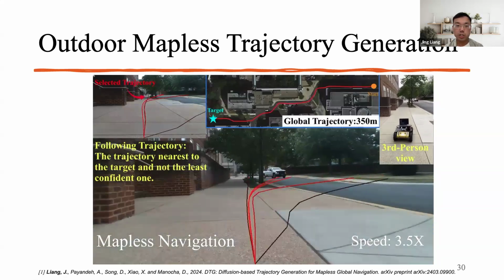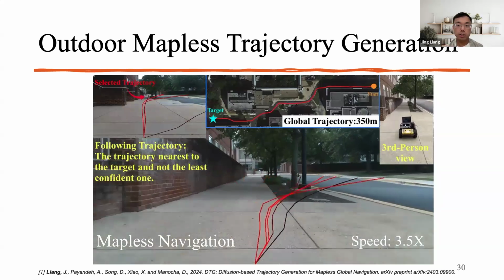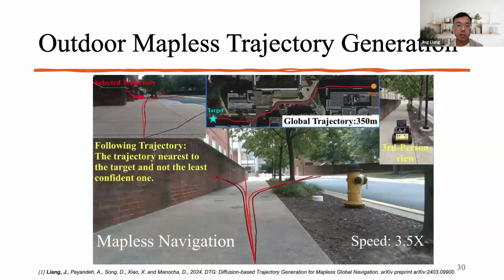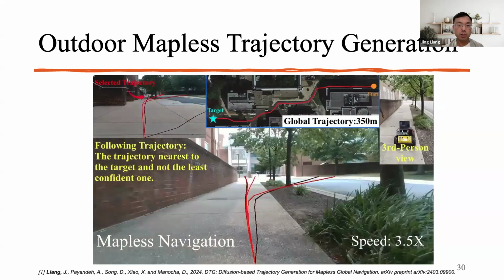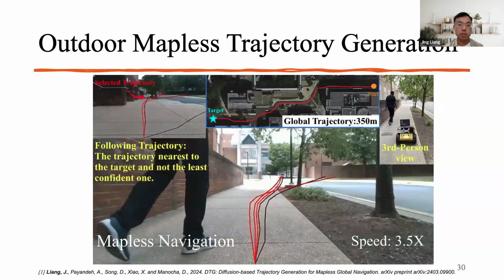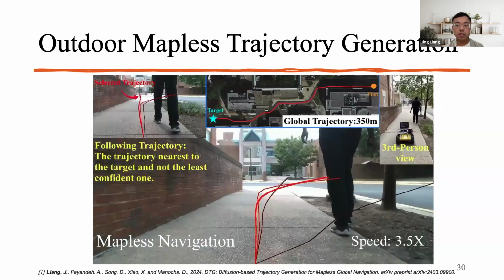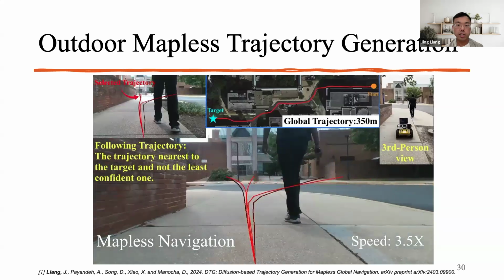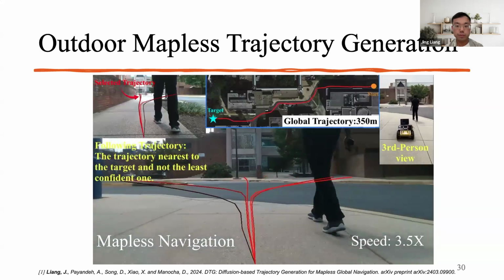As we can see, the generated trajectories cover the traversable areas. And later, you can see a person going into the view. So these trajectories can also ignore the dynamic pedestrians.